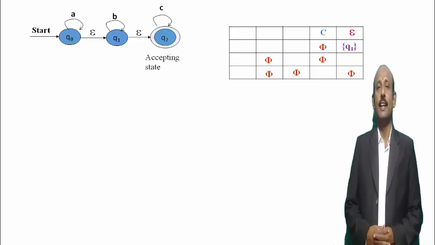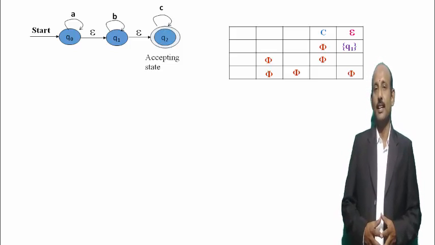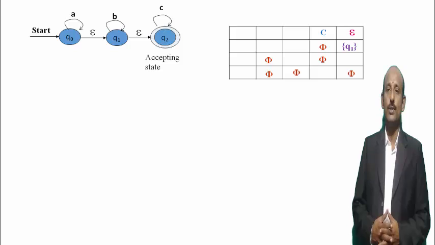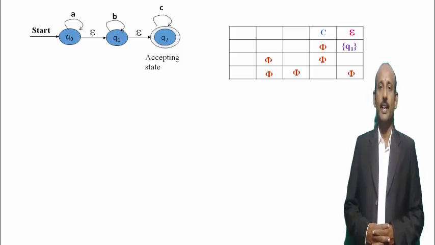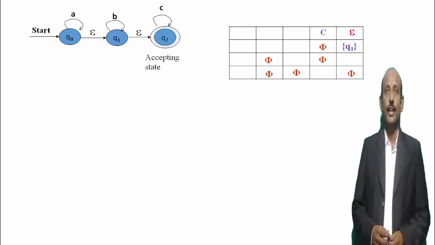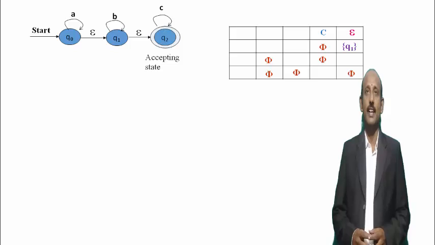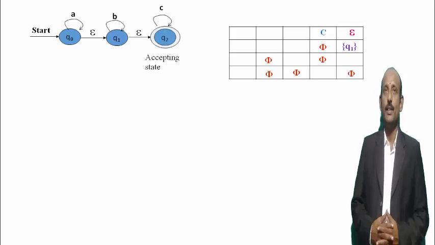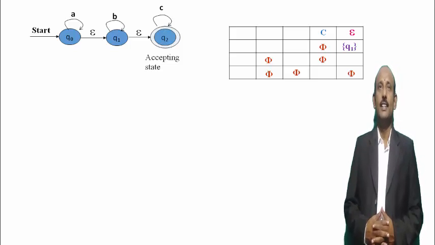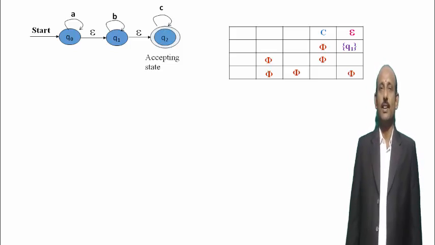So Q1 reads the input B and comes back to the same state. Similarly for Q naught, it reads A. Likewise, Q1 also reads B. From the Q1 state, there is another kind of transition, the epsilon transition, through which we can move from Q1 to Q2, where Q2 is the accepting state which recognizes the input C. After reading this input C, we can read multiple C's, and these multiple C's are recognized.